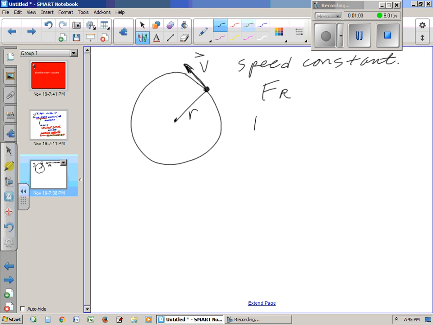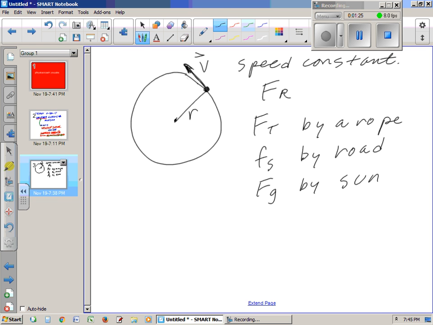One of the most common ones, of course, would be the tension caused by a rope. Another one could be static friction force caused by the road, causing a car to be able to turn. Also, we could have a gravitational force caused by the sun, which would make a planet be able to orbit the sun. Even the normal force can be a radial force. It's a little hard to maybe understand how that would be, but we'll see that in a while.